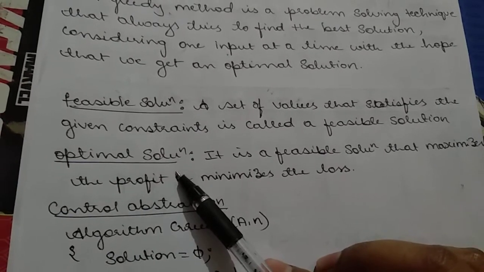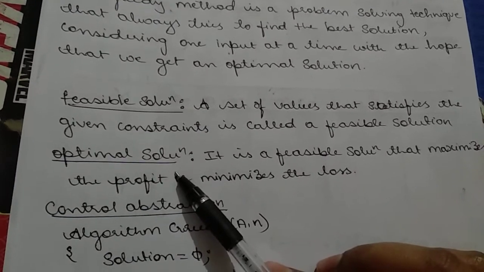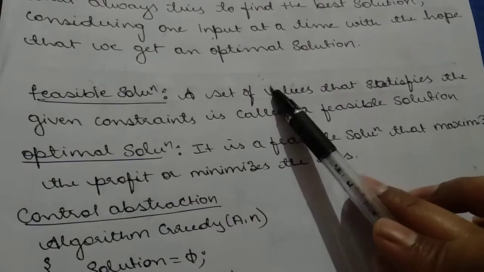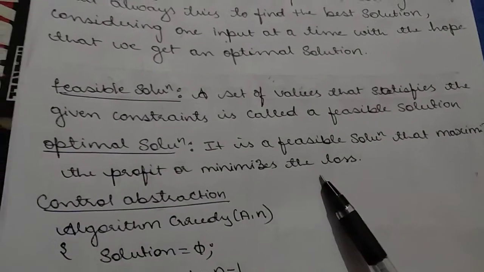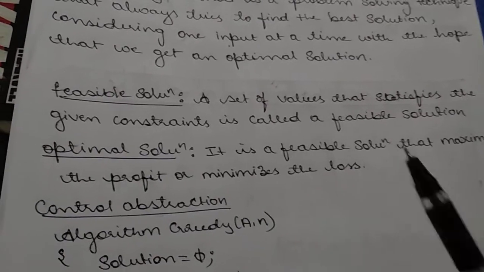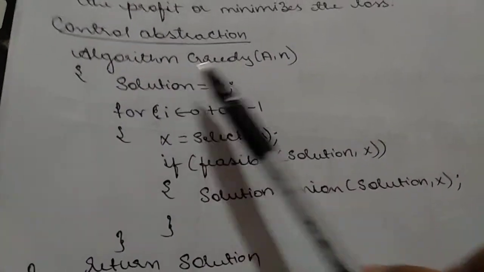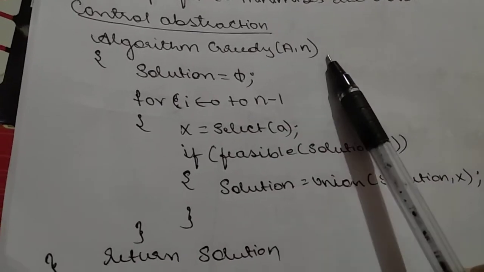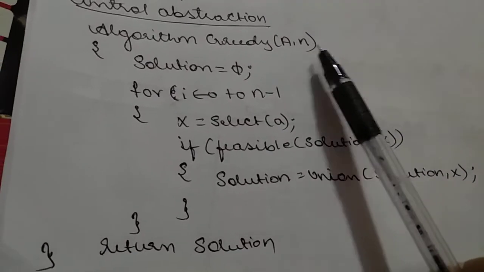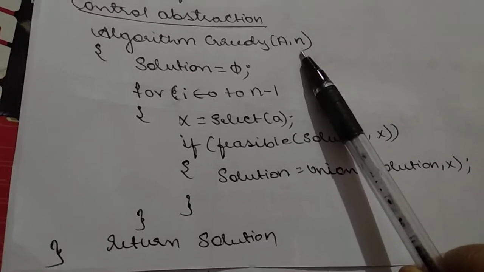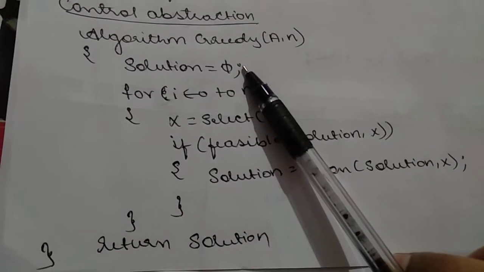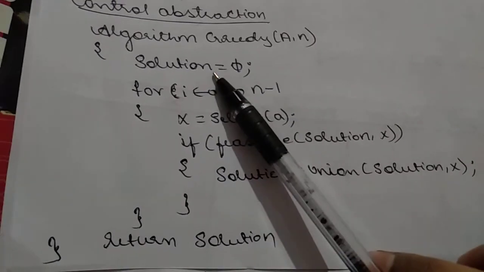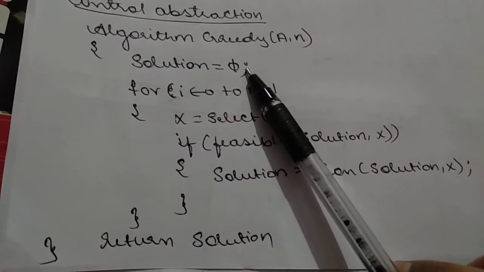In all the problems of the greedy technique, we have to find the feasible solution, and from this feasible solution, we have to find the optimal solution. Now we'll see the algorithm for this. Algorithm greedy A, N. A is the list of inputs and N is the number of inputs. First I initialize solution equals null, because till now we don't have any solution. So I'll just initialize solution equals null.